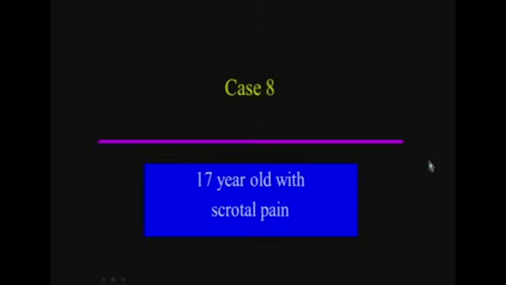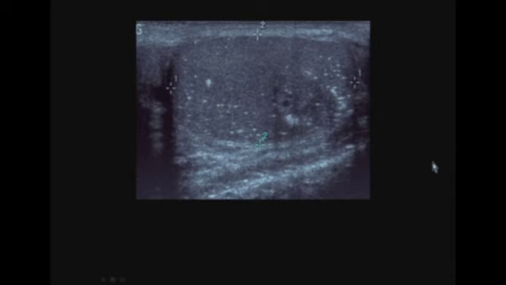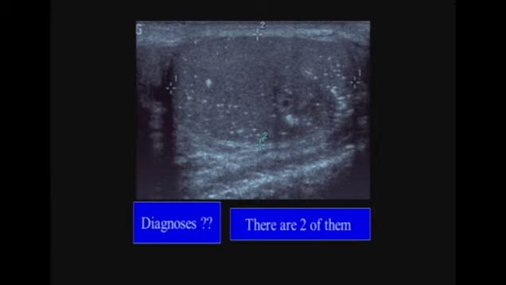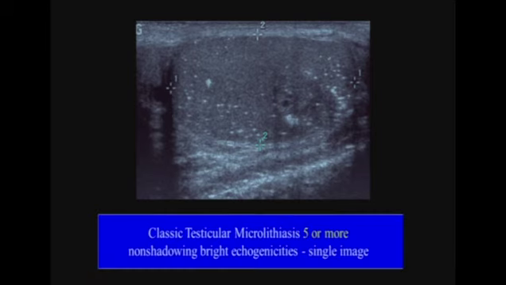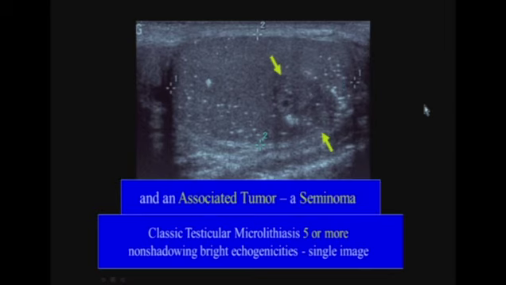Case number 8, a 17-year-old with scrotal pain. We see, well, look at this. Tell me what you see. I ask for diagnoses rather than diagnosis because there are two of them. One can see multiple small densities throughout the testicle without shadowing. This is classic testicular microlithiasis, in which 5 or more non-shadowing bright echogenicities are noted on a single image. But there's also something else. And the something else is a mass that's seen within this testicle.